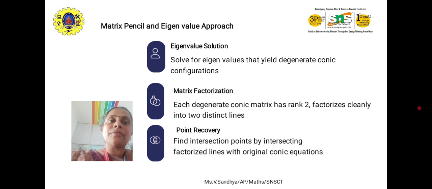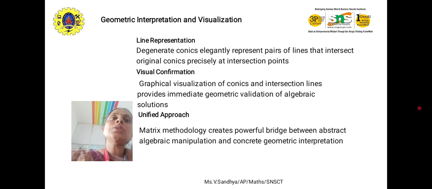In matrix factorization, each degenerate conic matrix has rank 2. In this rank 2 case, we get two distinct lines, distinct meaning different lines. Next, point recovery: the intersection of the factorized lines with the original conic equations. Next, the interpretation and visualization of the geometric representation.